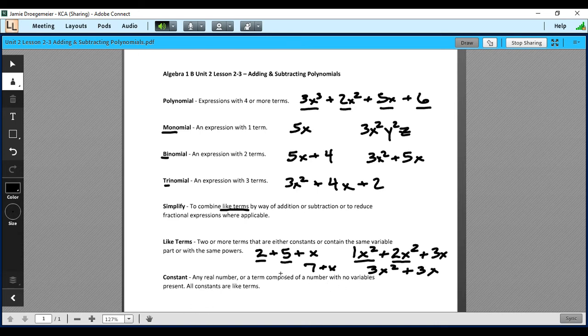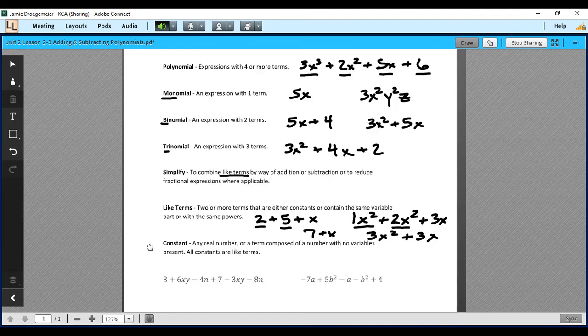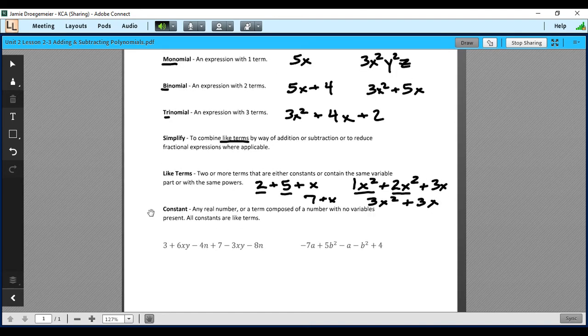Then we have our definition of constant here. It's any real number or a term composed of a number with no variables present. So constants are like terms. They don't have a variable. We should be familiar with those from math we've worked with before. Just a couple of examples here. I did a couple of simple examples up there of combining like terms.